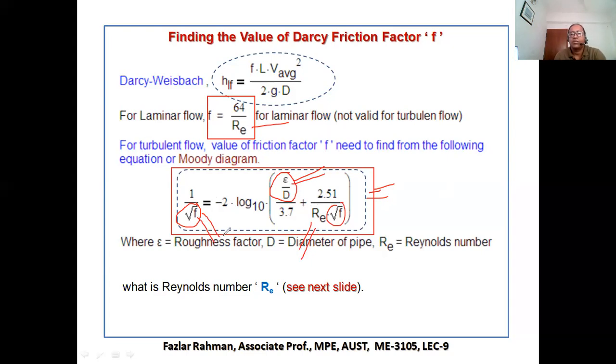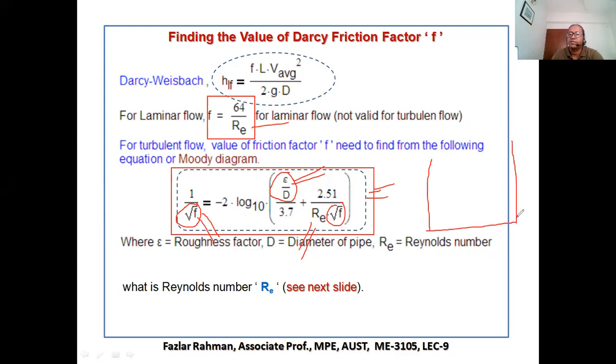So Darcy Weisbach plotted this equation in a graph that is called the Moody diagram. To figure out F, you can use these two equations, or you can use the Moody chart. Sometimes it's called the Moody diagram or chart. From the Moody diagram, you can figure out the friction factor for both laminar and turbulent flow. How it looks, we'll discuss later on, but I'm just giving you some preliminary idea.